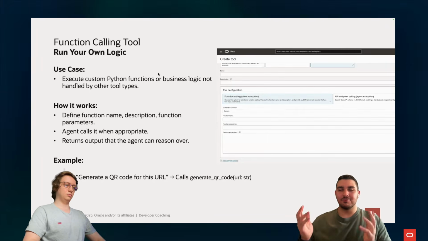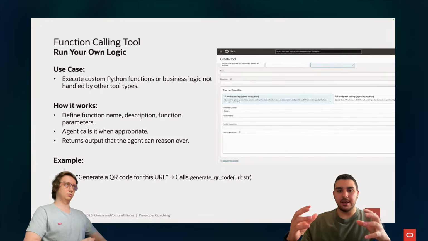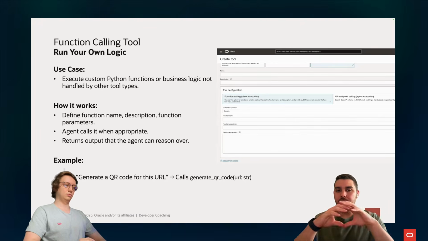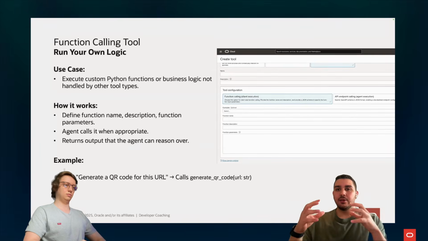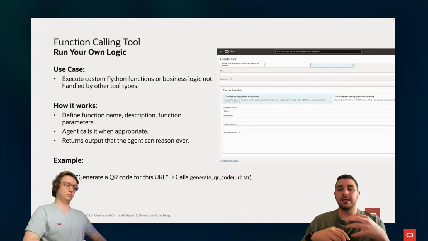So lastly, but not least, is the function calling tool. The function calling tool, in essence, is the ability to integrate your own logic into your agent workflow and business structure. So you can incorporate your Python functions and the business logic that you've made to be handled by the agent.